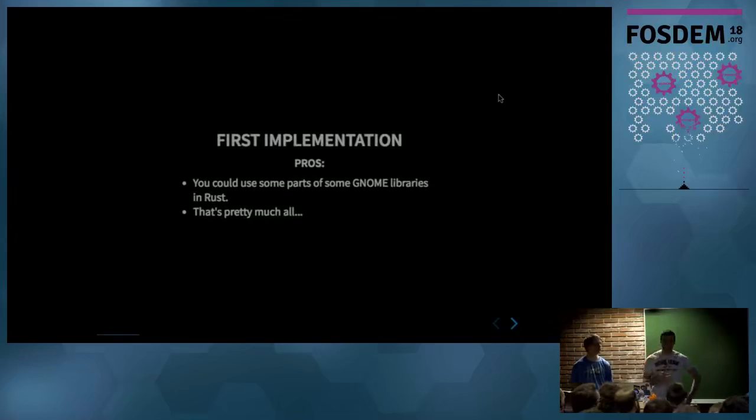So the first implementation was very simple. It was a one-to-one binding. So you had a function, an object, and it was the same in Rust. So not many advantages, but you could use GTK in Rust.